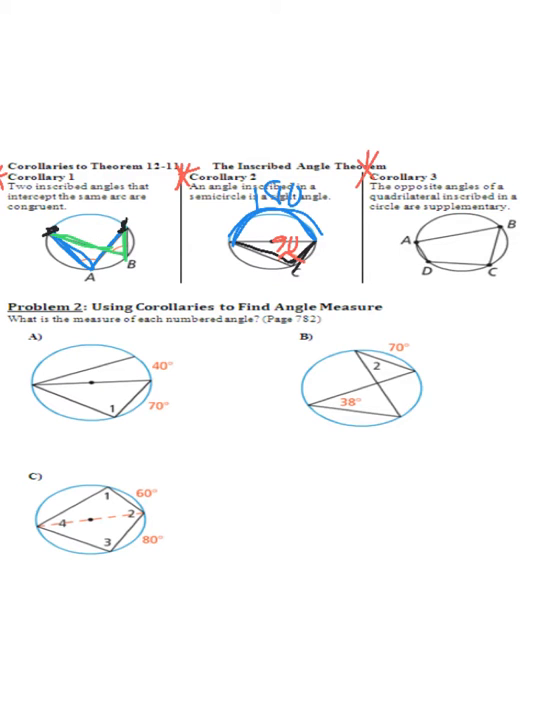Corollary 3 is that the opposite angles of a quadrilateral inscribed in a circle are supplementary. So for the example here, we're going to use angle D, which has these two chords, and we're going to use angle B, which has these two chords. Okay, you'll notice they have the same endpoints, but they don't share the same arc.